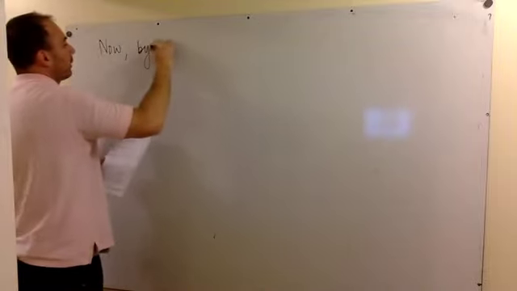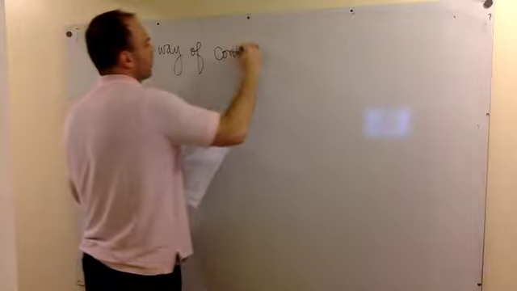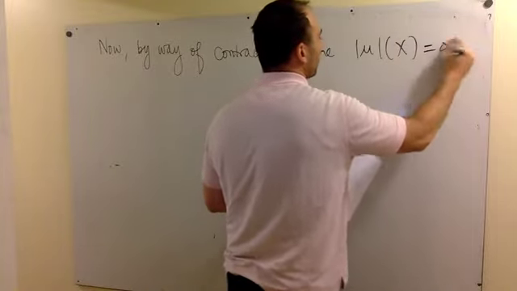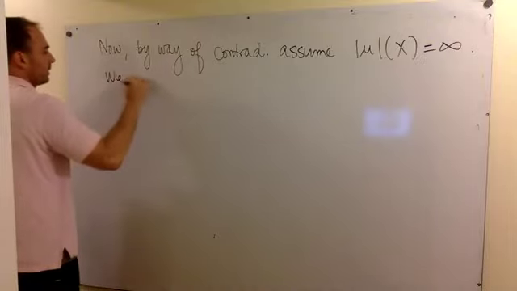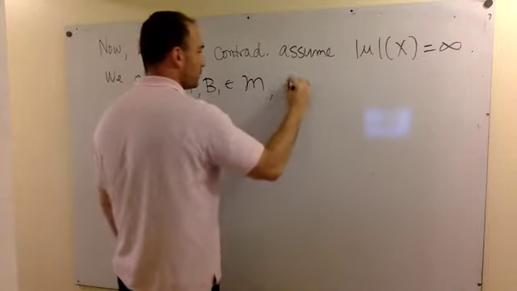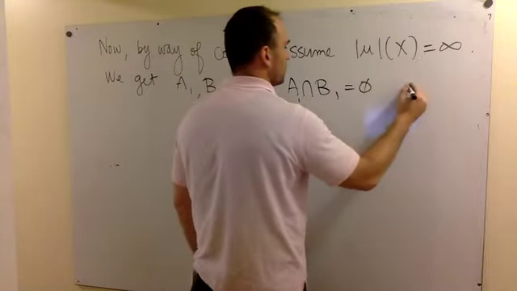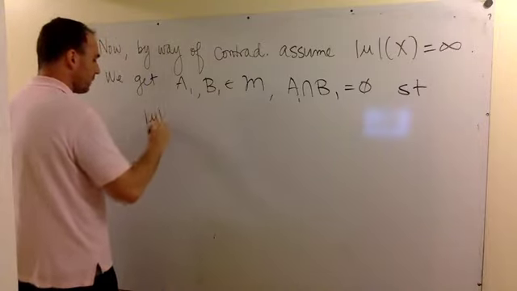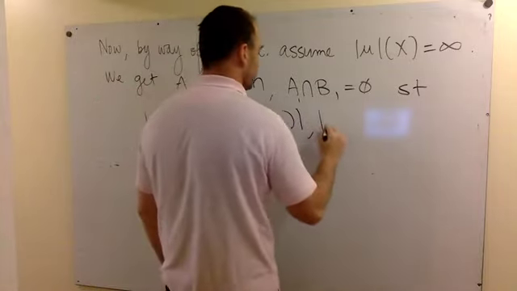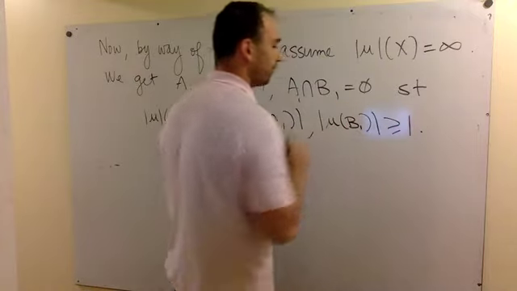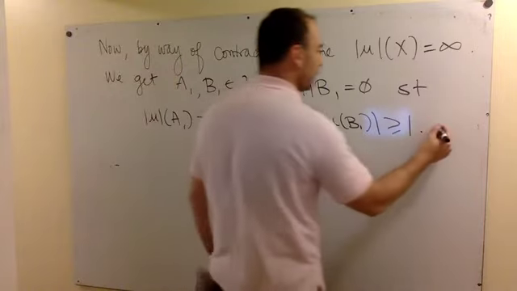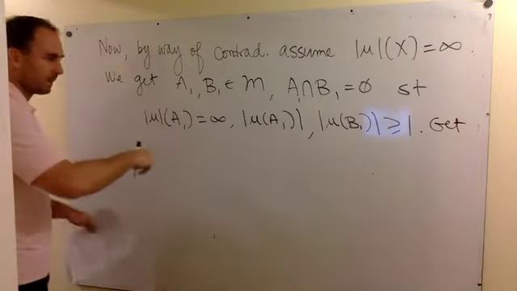Now, by way of contradiction, assume that this equals infinity. Then we get disjoint sets A1 and B1 in M such that, let's say, μ(A1) is infinity, and the measure of A1 and the measure of B1 are greater than 1. Okay, and now we just iterate this process. So now this is another set that has total variation measure infinity, and then we get a sequence. So you do the same thing on that, and then you do A2.